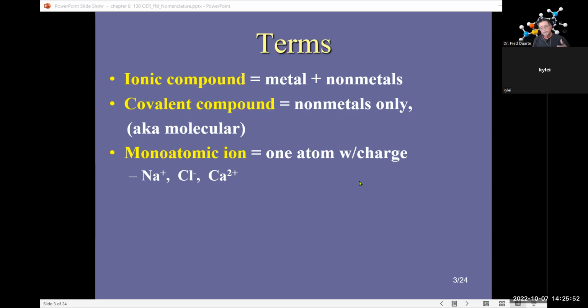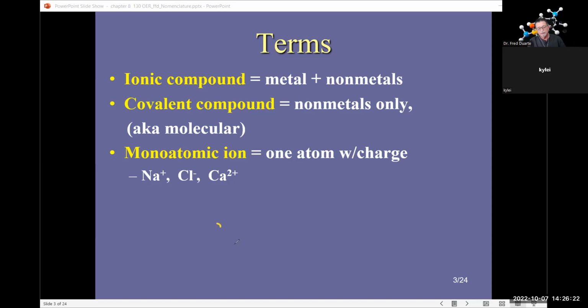Now, the driving force for ionic compounds is that metals lose electrons and non-metals gain electrons to obtain that magical 8, to obtain the 8 electrons around its valence shell. That's the driving force for them to do that. Now, the other big difference between an ionic compound and a covalent compound is the type of bonding. We just talked about that.